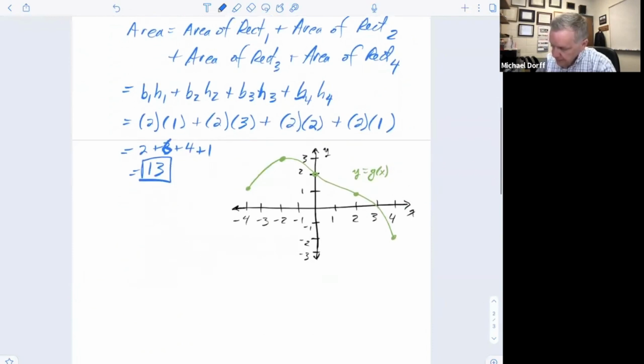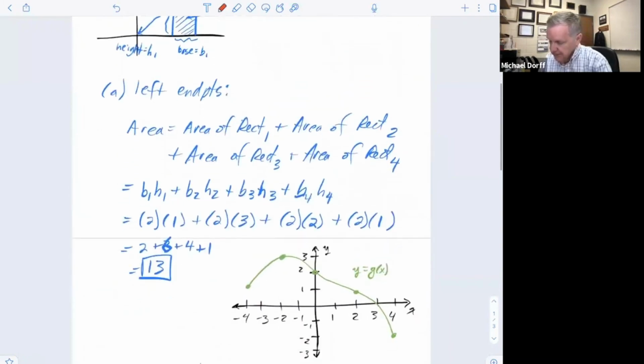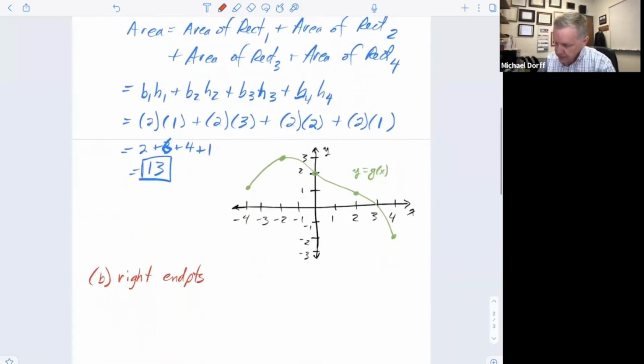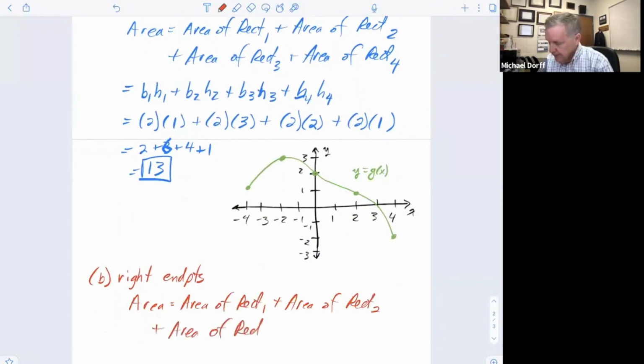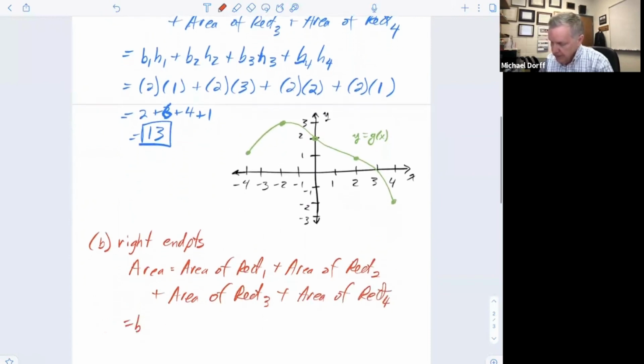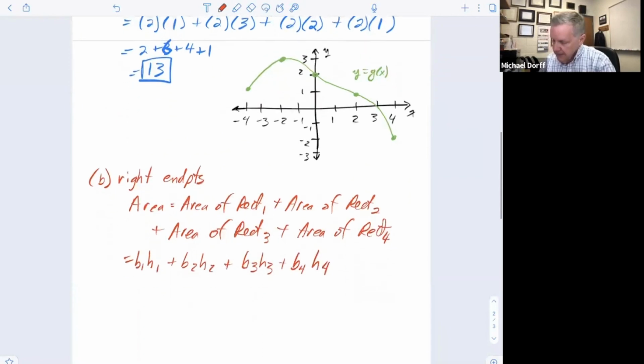All right, now we're going to do part B. We'll do right endpoints. And how is this one different? Well, it's the same idea. The area is going to equal area of rectangle 1 plus area of rectangle 2 plus area of rectangle 3 plus area of rectangle 4. And that's going to be B1, H1 plus B2, H2 plus B3, H3 plus B4, H4. And just like before, because I'm doing equal subintervals and there are 4 of them and my total length is 8, each base is going to be 2. And what I just need to do is find out the height then of each corresponding one.